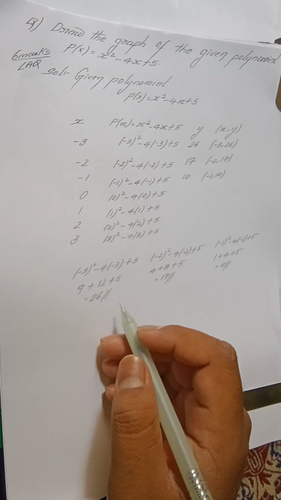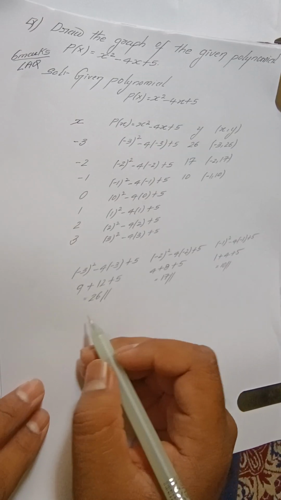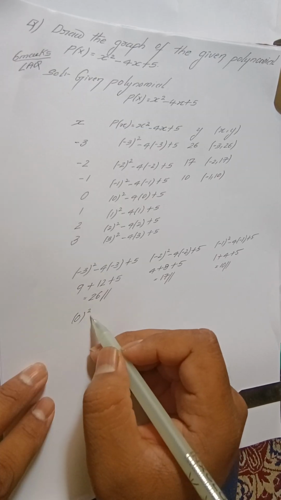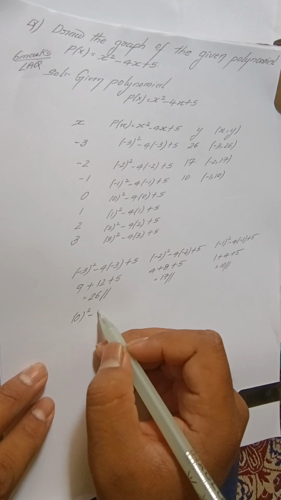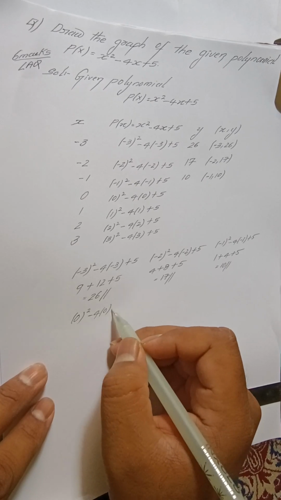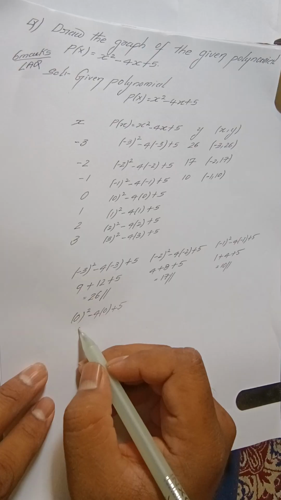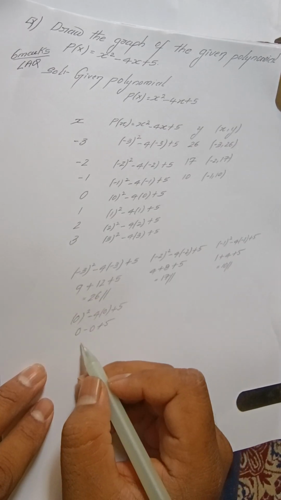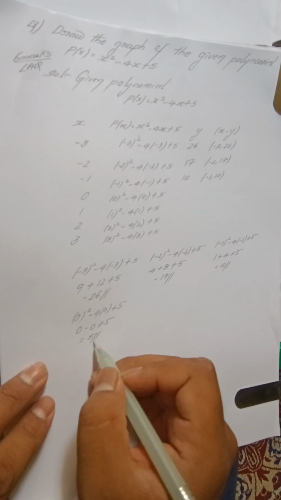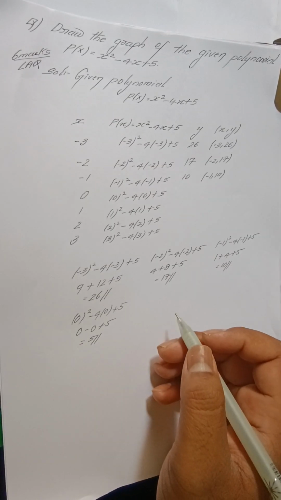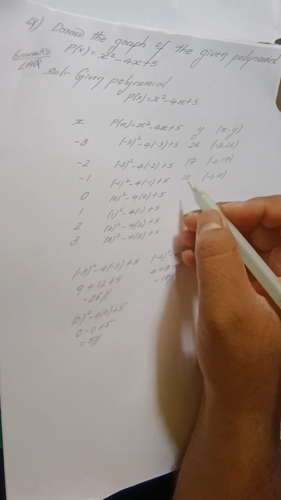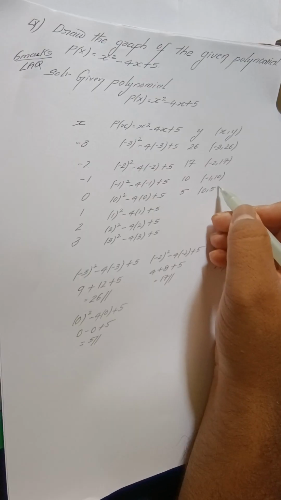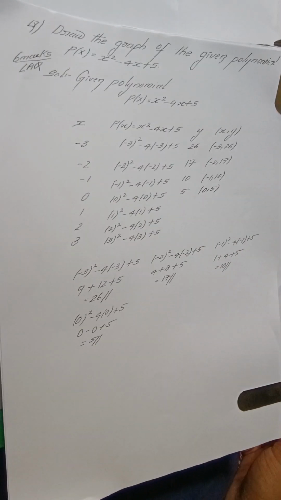Now let us do for 0, and similarly for 1, 2 and 3. For 0 I will do 0 square minus 4 times 0 plus 5. So this is 0, 4 zeros are again 0, plus 5. So my value is only 5. This is my value of y for the point x equal to 0. So I will write 5 here. When x is 0, the value of y we got is 5.